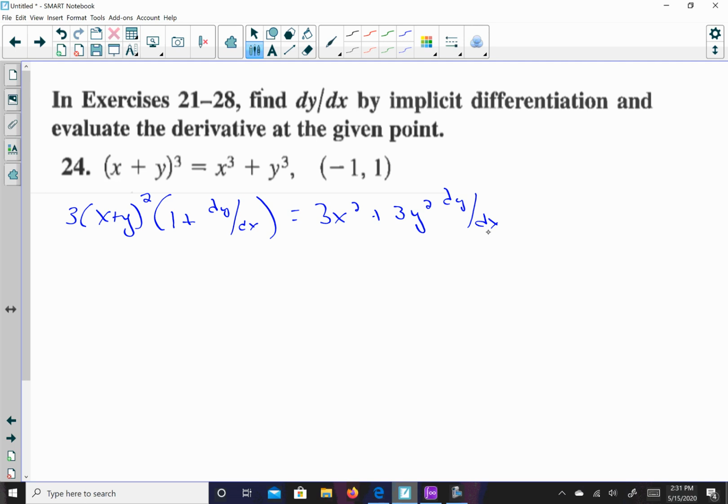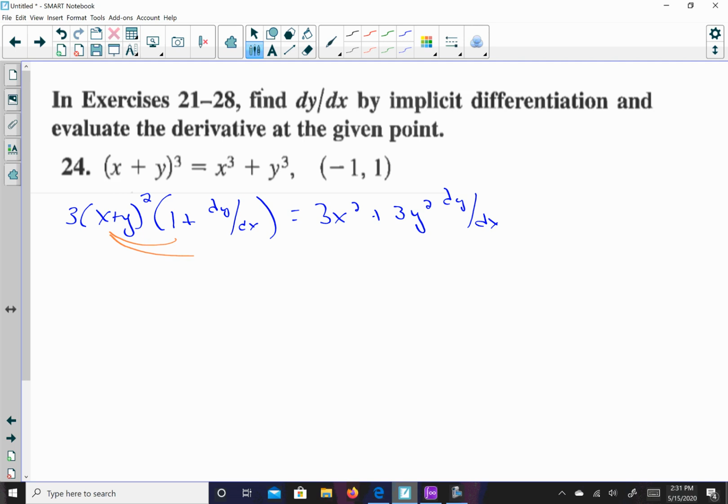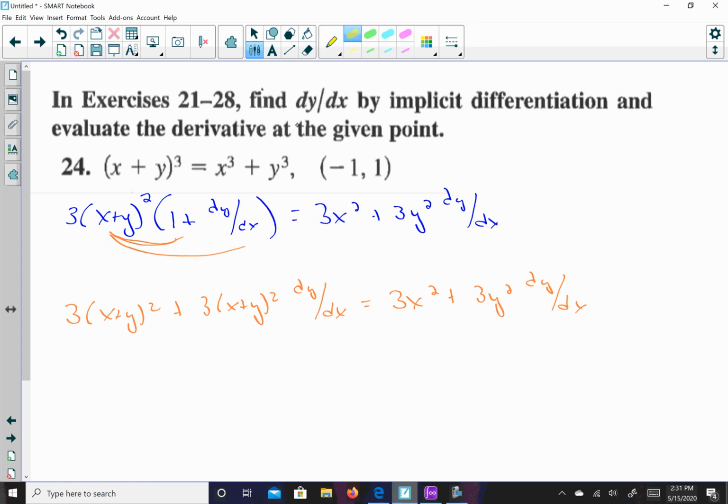Now, when I do this, I'm going to have to multiply. This is going to have to be distributed to both things in here. So I'm going to have 3 times the quantity of x plus y squared. That's what I get when I multiply it by 1. Plus 3 times the quantity of x plus y squared times dy dx is equal to 3x squared plus 3y squared dy dx. Now, the two things that have dy dx are this term here and this term here.